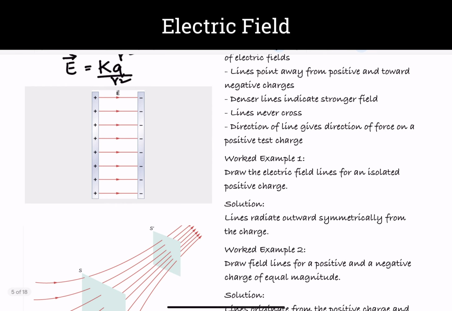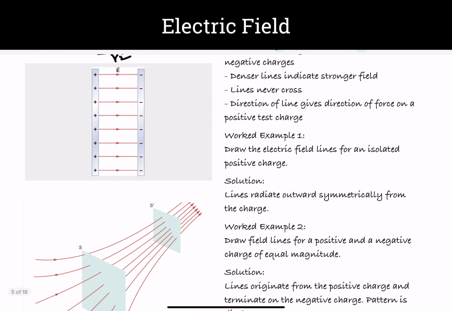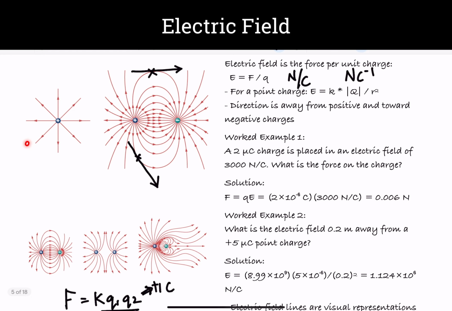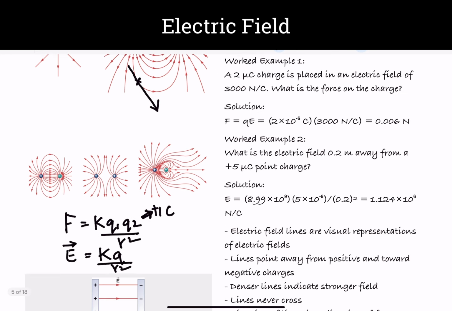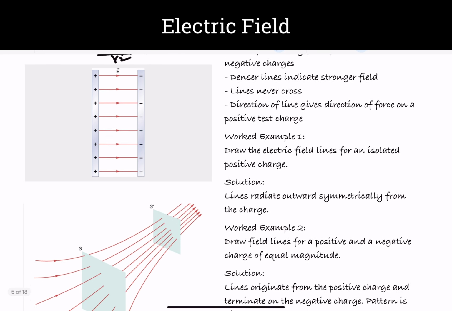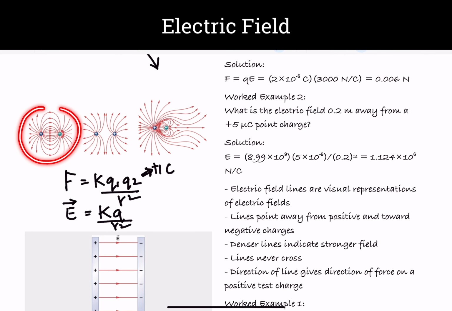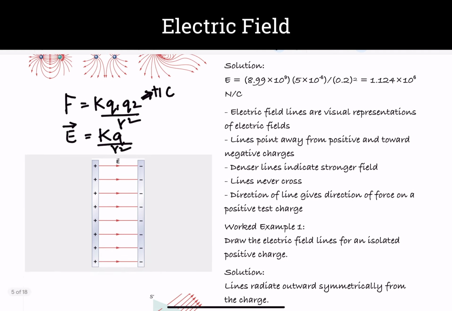Now, the example here we'd already done: draw the electric field for an isolated positive charge. That's the one, isolated positive charge. Okay. And then draw field lines for a positive and negative charge of equal magnitude. If you had a positive and negative, that's how it would be.